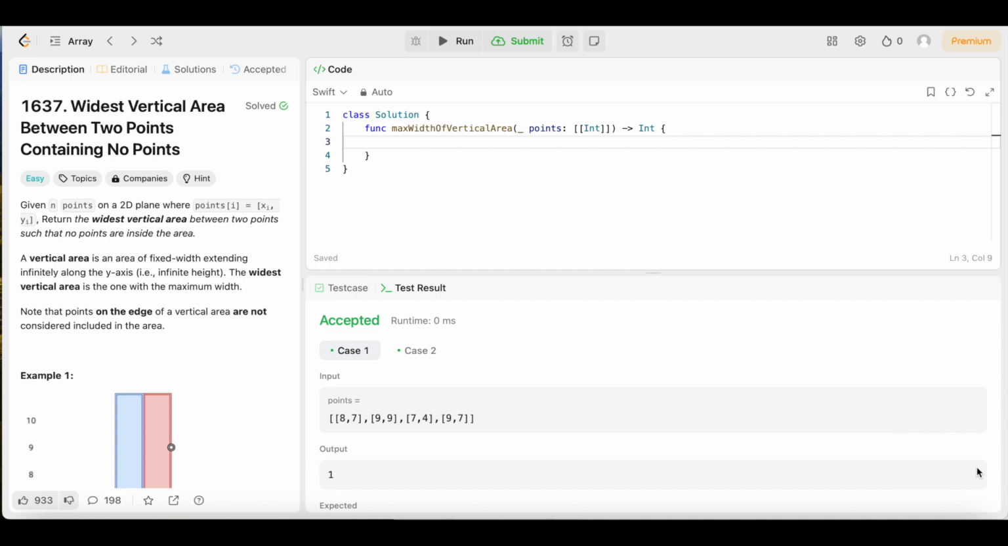Now, with all that being said, y'all, I know why you're here. And today we have question number 1637, widest vertical area between 2 points containing no points. The difficulty level is easy, so you know we're going to keep the solution as simple and easy to understand as possible because there's no point in writing code that nobody understands.